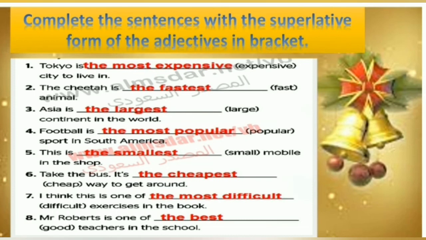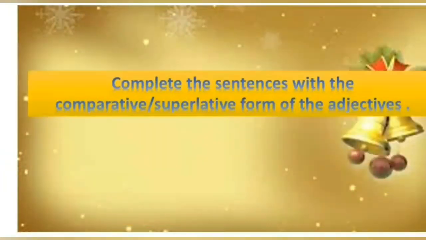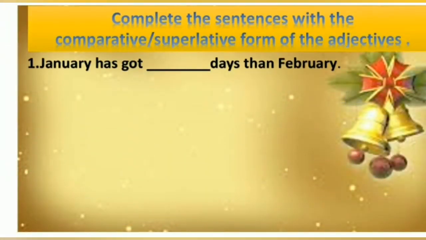Football is the most popular sport in South America. This is the smallest mobile in the shop. Take the bus. It's the cheapest way to get around. I think this is one of the most difficult exercises in the book. Mr. Roberts is one of the best teachers in the school. So if the adjective is a single syllable word, we should add est. If it is more than two syllable word, you should use most in front of the superlative degree.